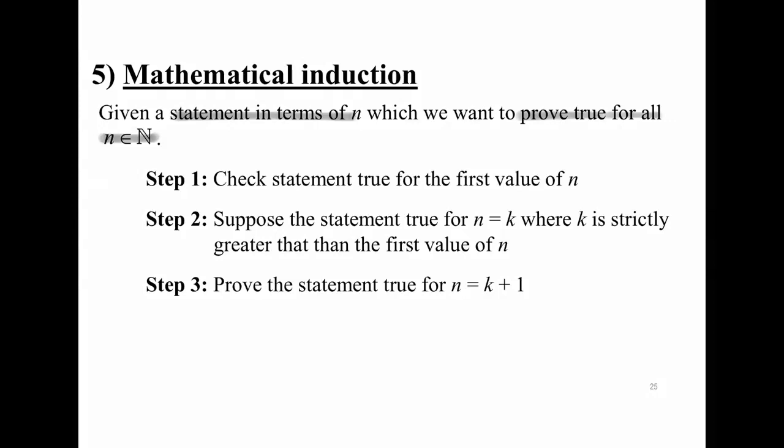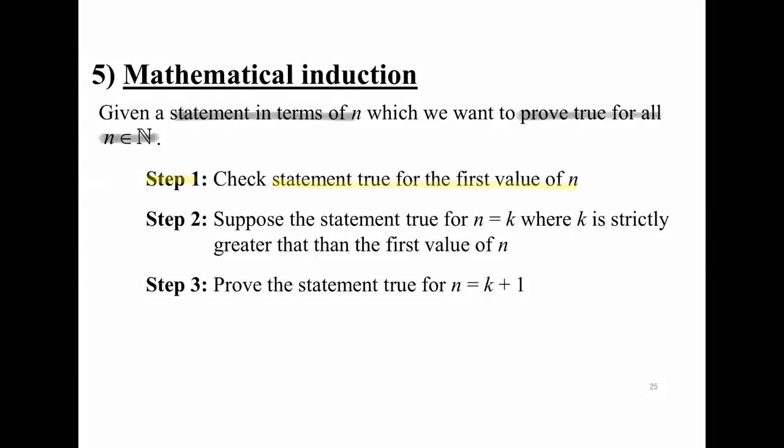Here are the 3 steps to follow in order to prove a statement by mathematical induction. In step 1, you prove that the statement is true for the first value of n. If you're asked to prove that the statement is true starting from n equal to 5, for example, then in step 1 you prove it true for n equal to 5. If you're asked to prove it true for all natural numbers, then your first value of n is 0.